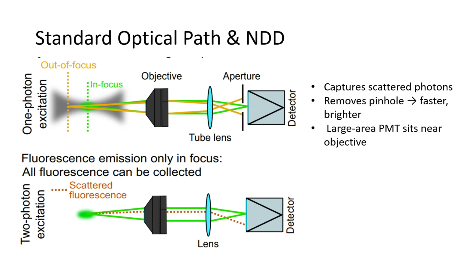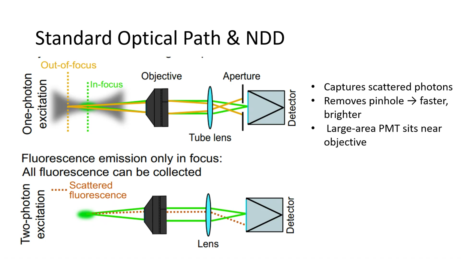Moving on to the standard optical path. Here is a canonical setup: a mode-locked laser, scan mirrors, a scan and tube lens, and a high-NA water immersion objective. It is a familiar confocal-like path, but we drop the pinhole instead.